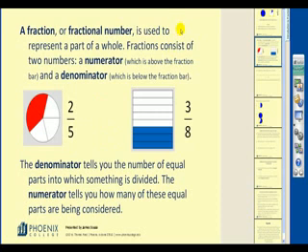A fraction or fractional number is used to represent a part of a whole. Fractions consist of two numbers, a numerator, which is above the fraction bar, and a denominator, which is below the fraction bar. The denominator tells you the number of equal parts into which something is divided, while the numerator tells you how many of these equal parts are being considered. So for example, this fraction 2/5, notice how the circle is divided into 5 equal parts with 2 of them being shaded. Over here we have 3/8 where we have divided into 8 equal parts, again 3 of them shaded.